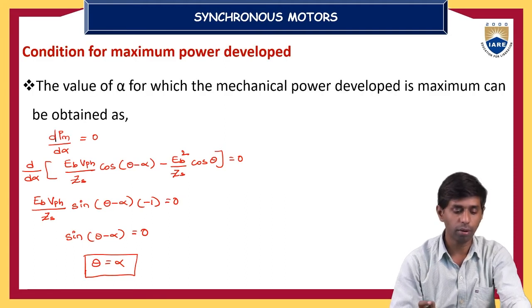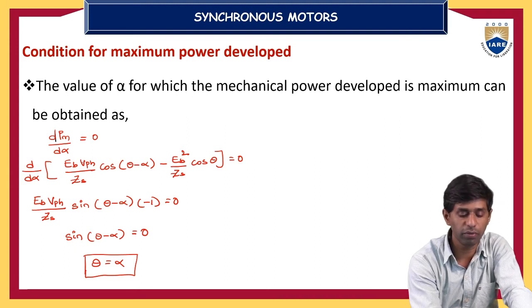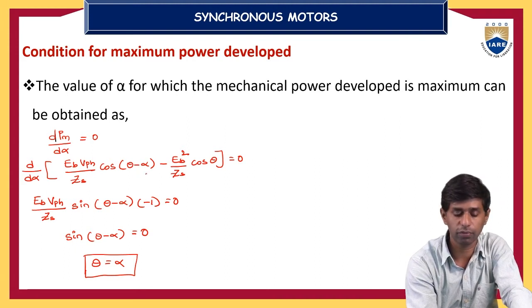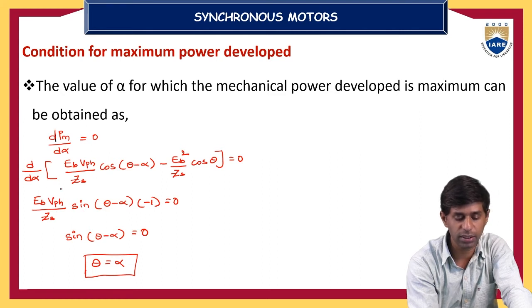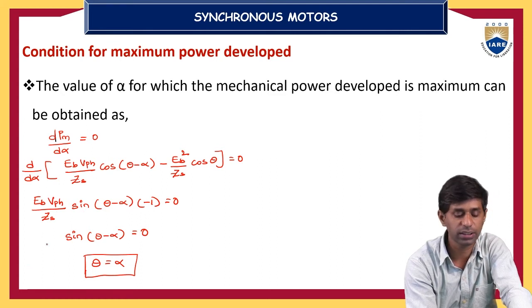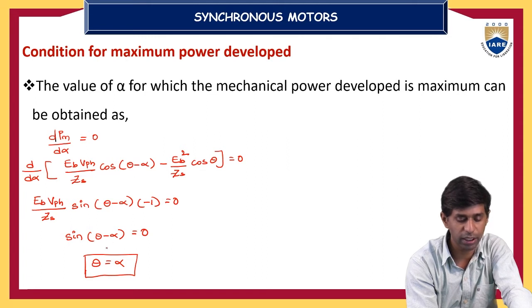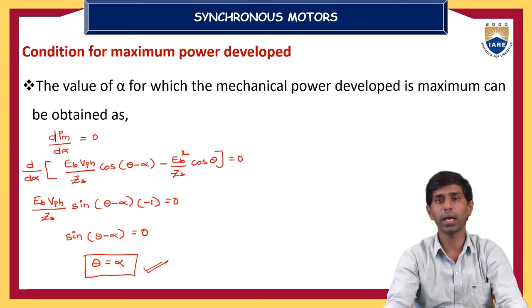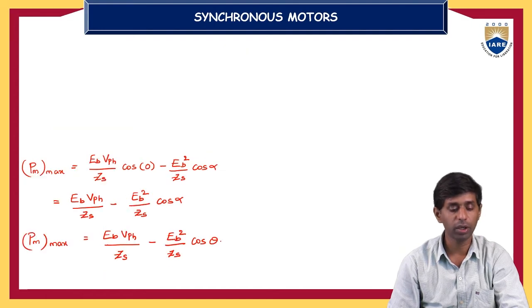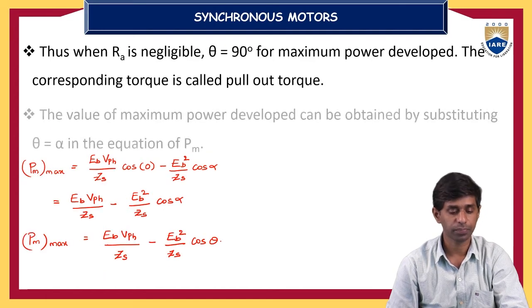So d by d alpha of EB V phase by Zs cos(theta minus alpha) minus EB square by Zs cos theta, equated to 0. Here, EB V phase by Zs times d by d alpha of cos(theta minus alpha) gives sin(theta minus alpha), and the last term is independent of alpha, so it is 0. So sin(theta minus alpha) is equal to 0, and theta is equal to alpha. This is the condition: when the internal angle is equal to the load angle, the power developed by the synchronous motor is maximum.